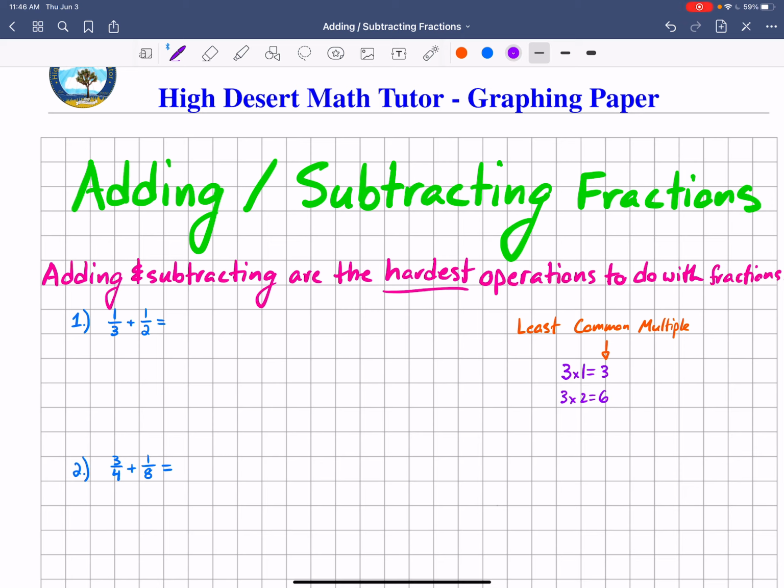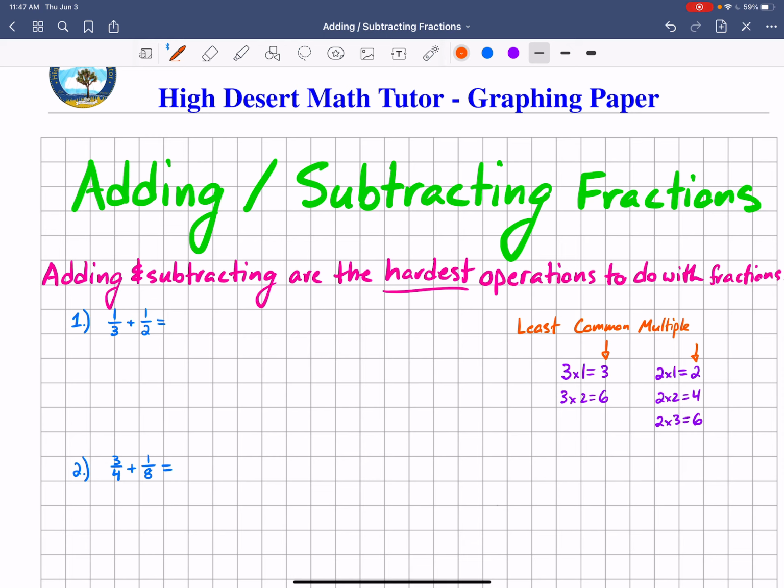Similarly, for 2, 2 times 1 is 2. 2 times 2 is 4. 2 times 3 is 6. And the answers that we get when we multiply 2 by a whole number, those are the multiples of 2. Now what we're looking for is the smallest multiple that both 2 and 3 have in common.